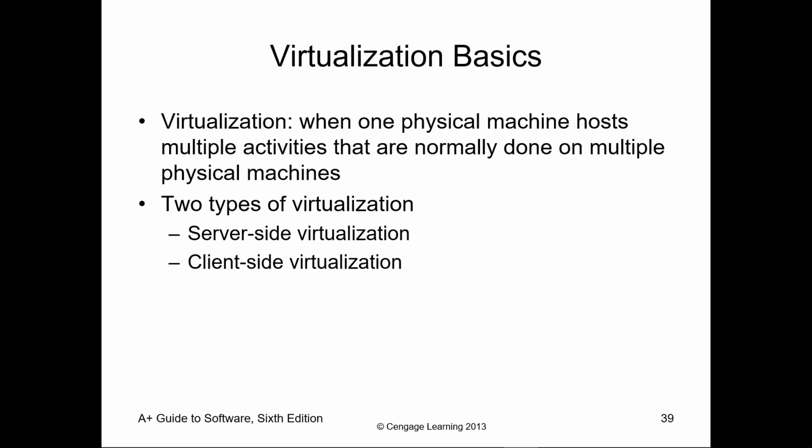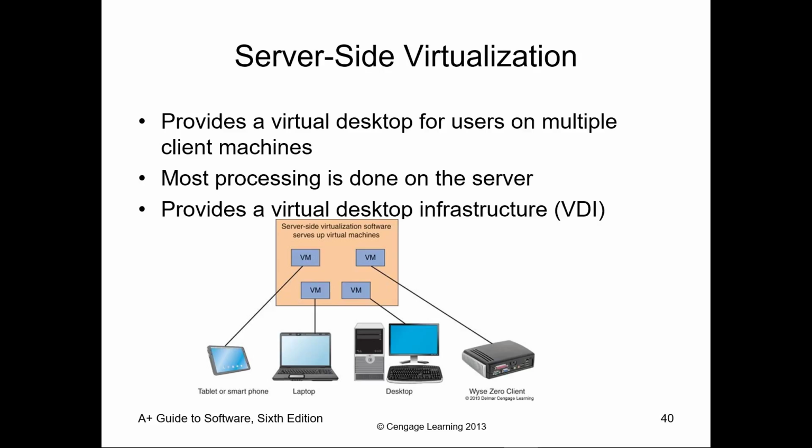So the server side is going to use all the server's resources for virtualization. Client side, it's going to use your specific computer for the resource utilization. So again, server-side virtualization will probably provide some type of virtual desktop for more than one machine. That means all of these virtual machines are on a physical server, but multiple machines are connecting to it to gain access to that virtual desktop, also known as a VDI.